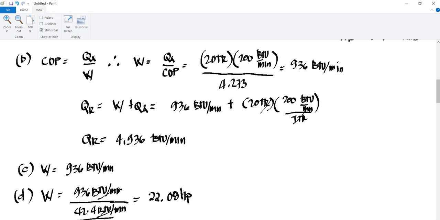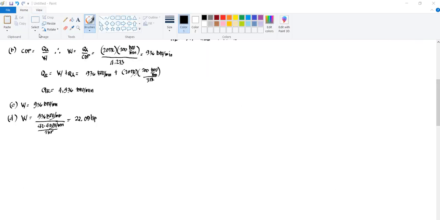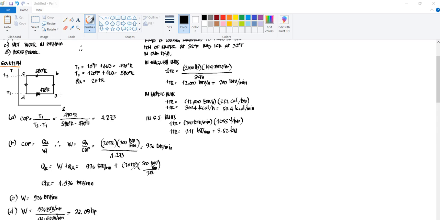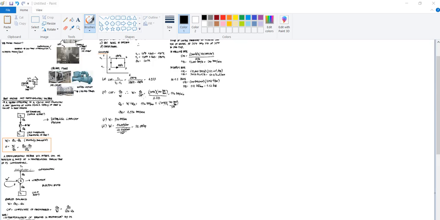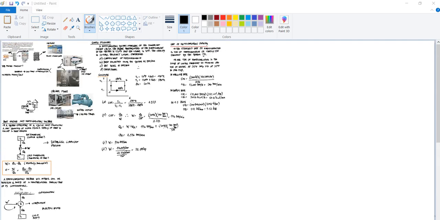That is the horsepower to supply to drive the compressor or the system or the refrigerating machine. So let's have an overview of what we did, so that you can see. So overview of the problem. Okay. So it's very easy, it will not be a complicated one.